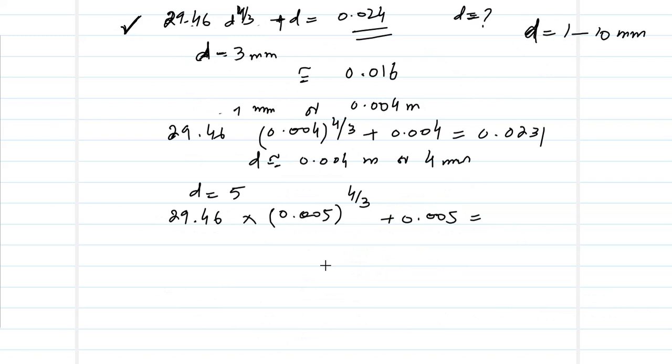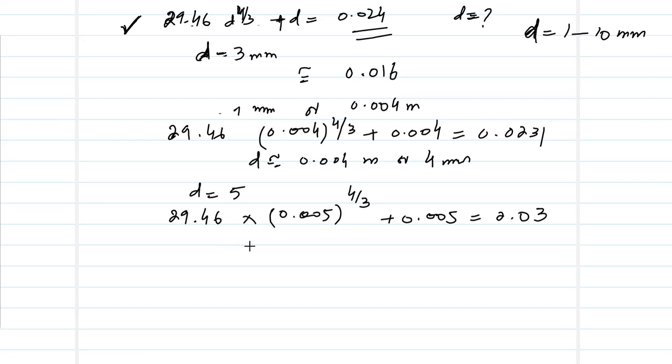So if I take the value of 5, for example, so just use it, 0.005 power 1.33 into 29.46 plus 0.005. So you get a value of approximately 0.03. So this value becomes larger than 0.024. So see, now you can easily understand the value is close to.